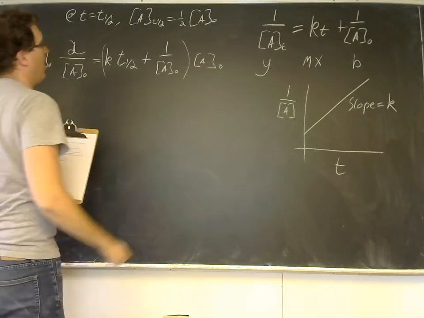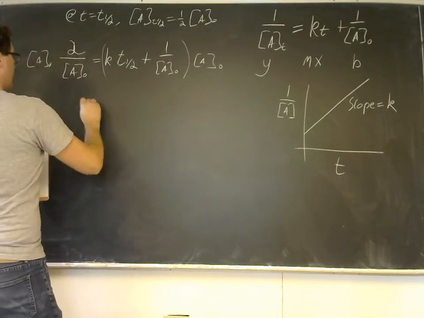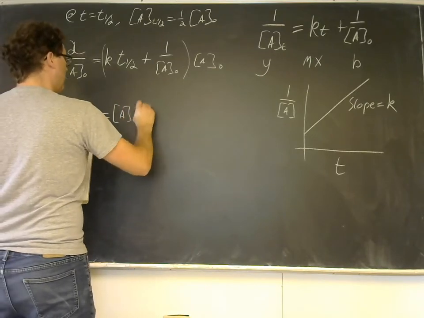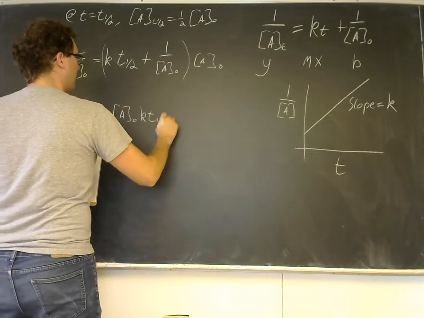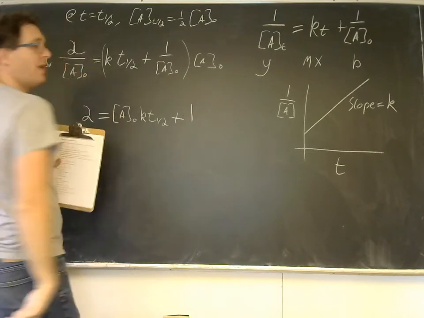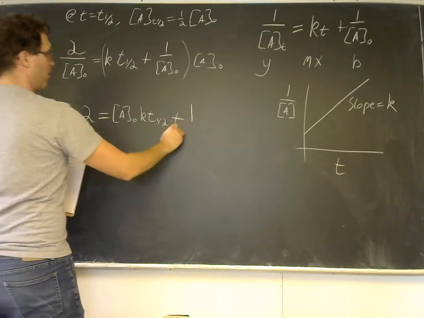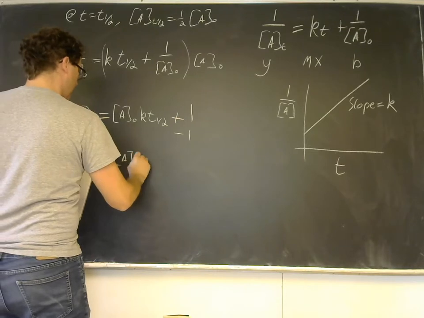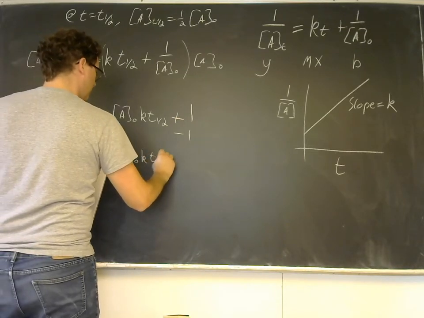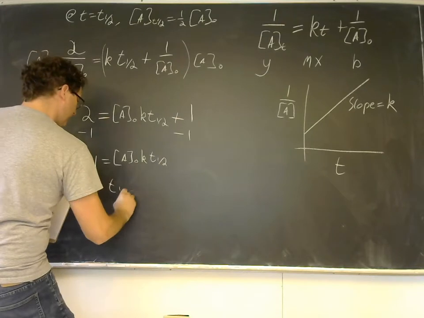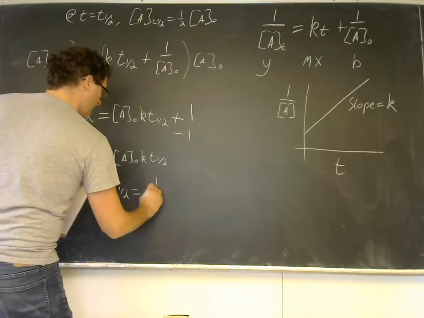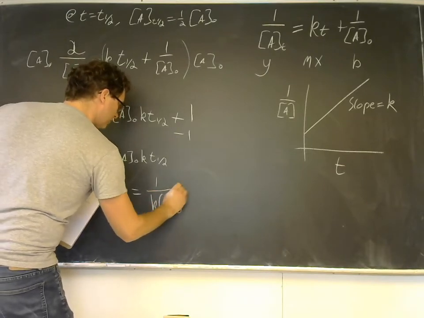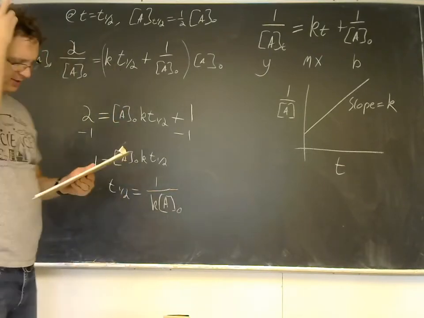Get rid of some problems there, so we'll end up with 2 is equal to A naught K t1/2 plus 1, and we'll subtract 1, so we get 1 is equal to A naught K t1/2. And so what is the half-life? It is equal to 1 over K times your initial concentration. That is the half-life for second-order kinetics.